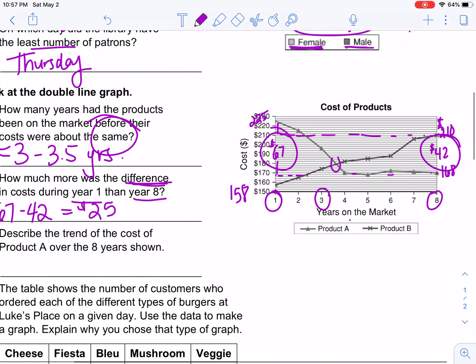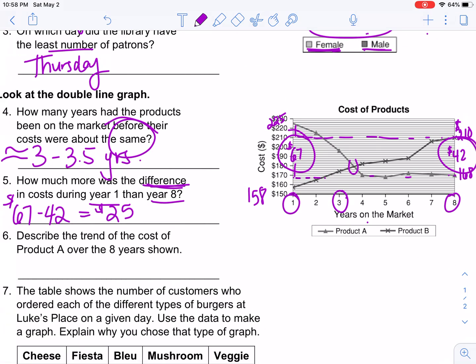As long as you're doing the same math, you're finding the cost in year 1 of both products, in year 8, finding the difference between those, and then taking the difference, like I said, between year 1 and year 8. So $25, $30, depending on where you estimated.